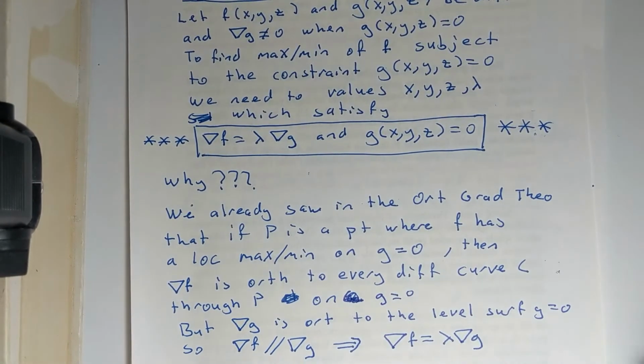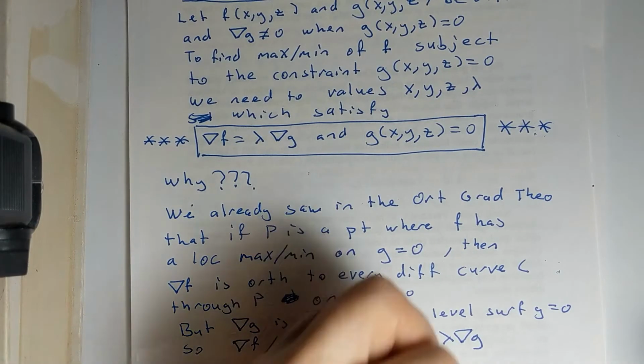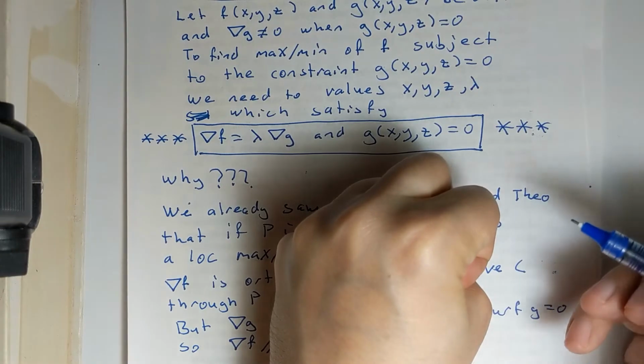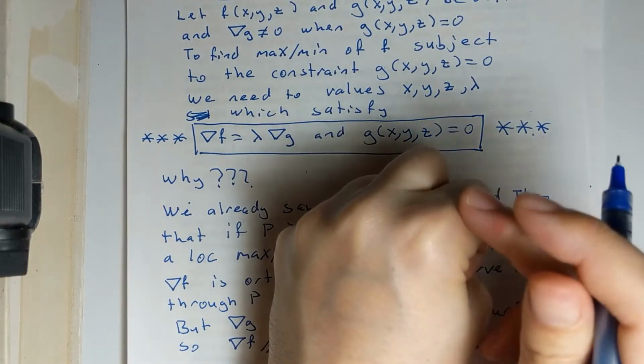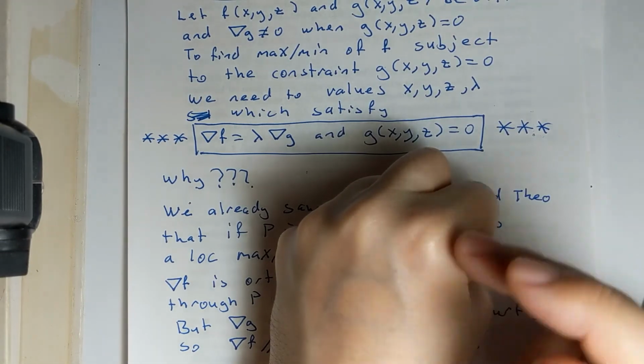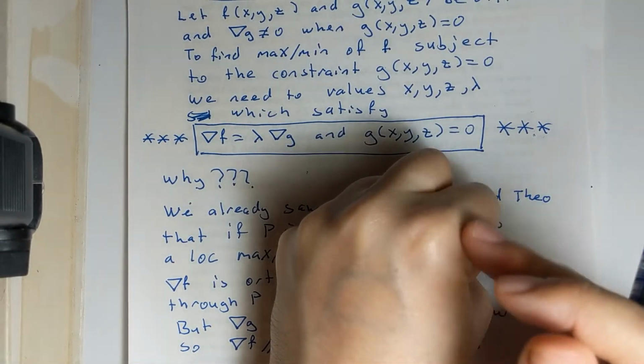So what I'm trying to say here is the following. Think about my hand. I don't have my orange with me, I'm sorry. So let's say this is the surface g, and I'm trying to find f, which gives values on g.